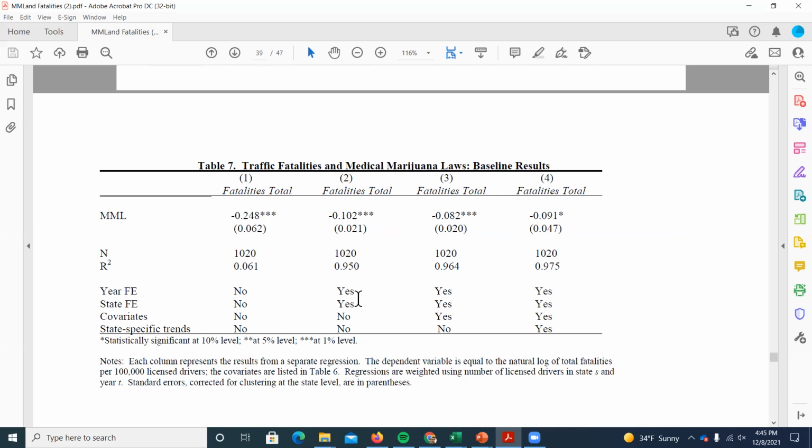Now, as they add in more controls, that's what they're doing, moving from column 1 to column 4. Each column represents a separate regression. So here they included nothing. Then they did those year and state indicators. Then they included all their other controls. Then they did those state-specific time trends. And once they include all of their controls, we still see that it's decreasing the number of traffic fatalities, and it's significant at, I think, 1 star here represents 10%.